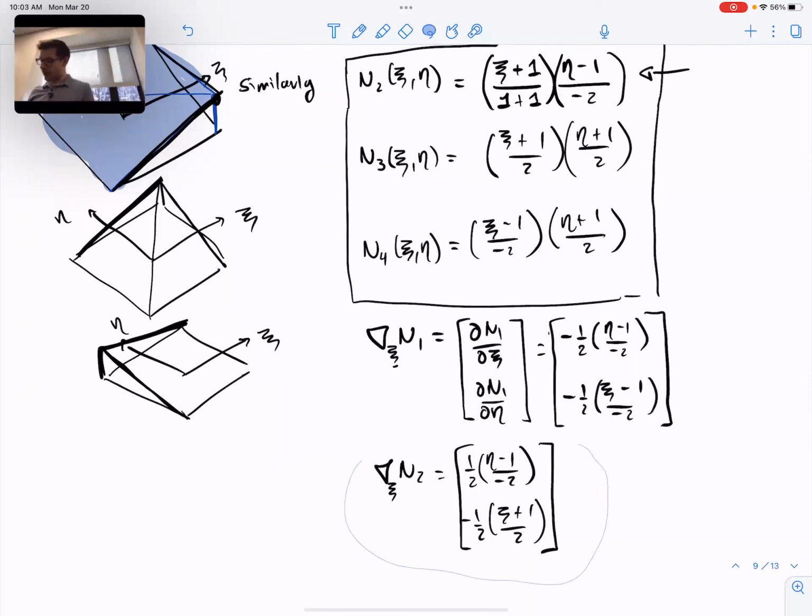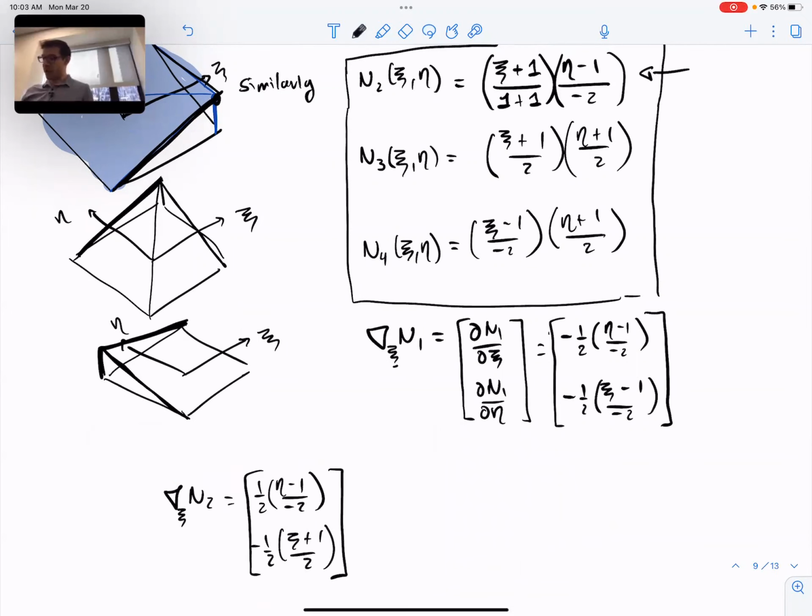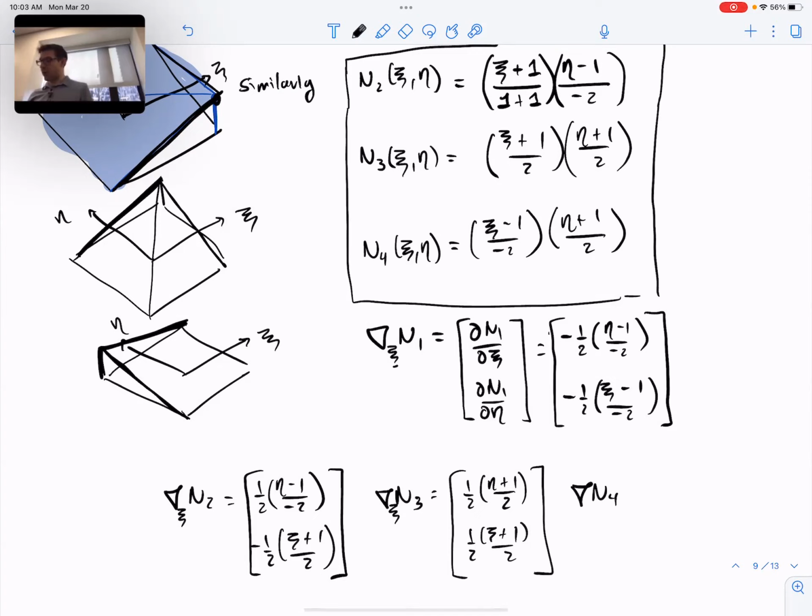Put them here. So typically we need to code all of this. Gradient of the third shape function. Again, this is just going to be the derivative with respect to psi. So that is going to be 1/2 eta plus 1/2, 1/2 psi plus 1/2. And the gradient of the fourth shape function with respect to psi is going to be minus 1/2 eta plus 1/2, and then 1/2 psi minus 1/2.